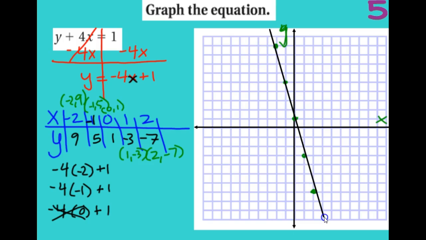Use the edge of your book, a ruler, or something to draw a nice straight line. And then put arrows on the ends to show that it could go on in both directions. It's not a line segment, it is a line.